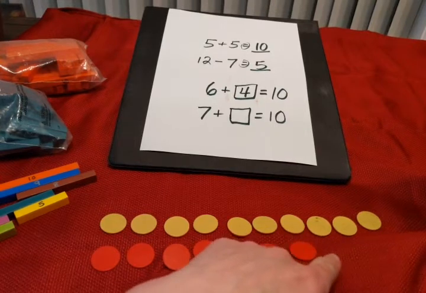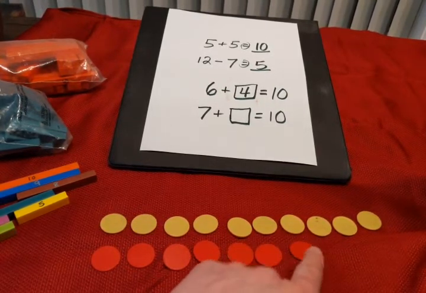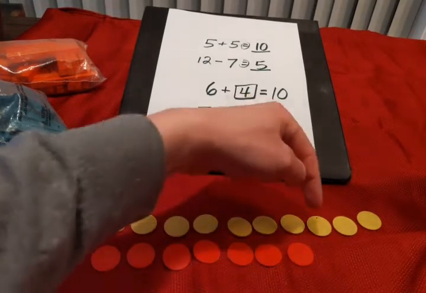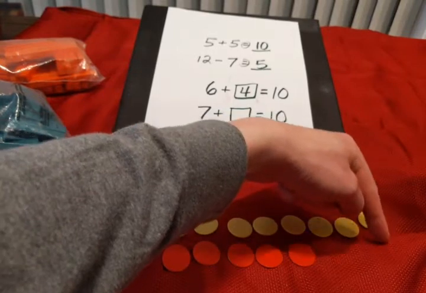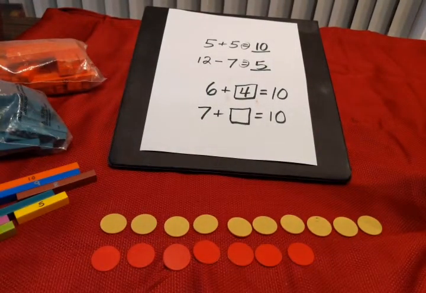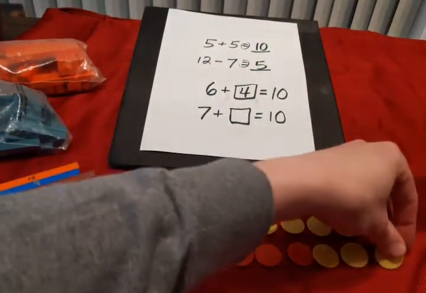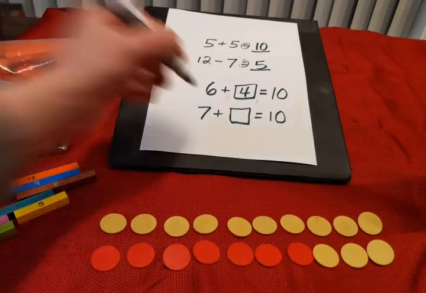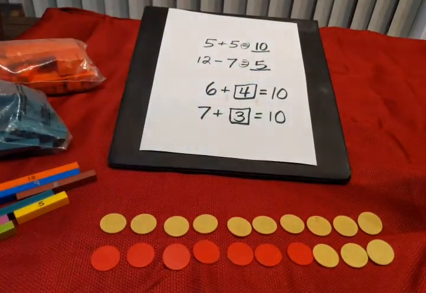Now, what do I see? What is that empty space? How many fit in that empty space left over? Look at that. 1, 2, 3. 3 fit in that empty space. So I know that 7 plus 3 equals 10. That was my mystery number.